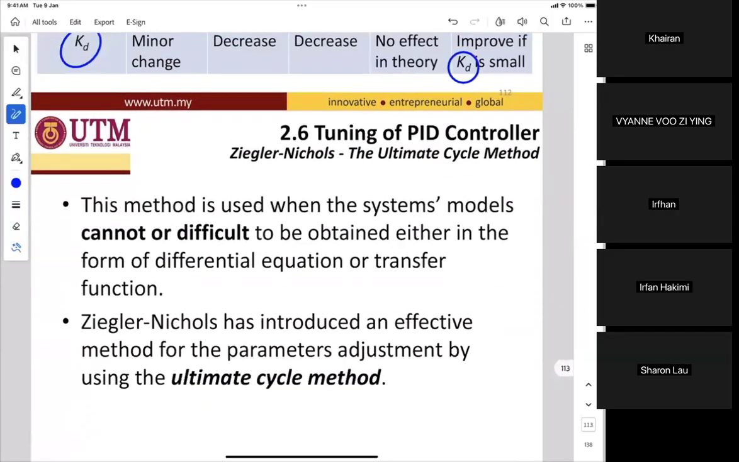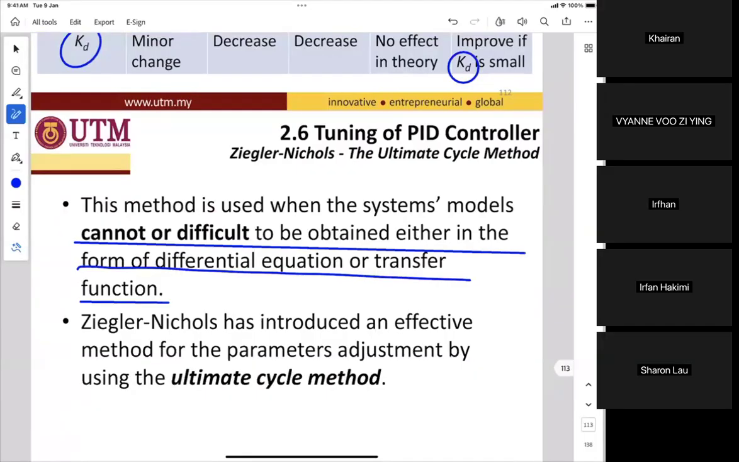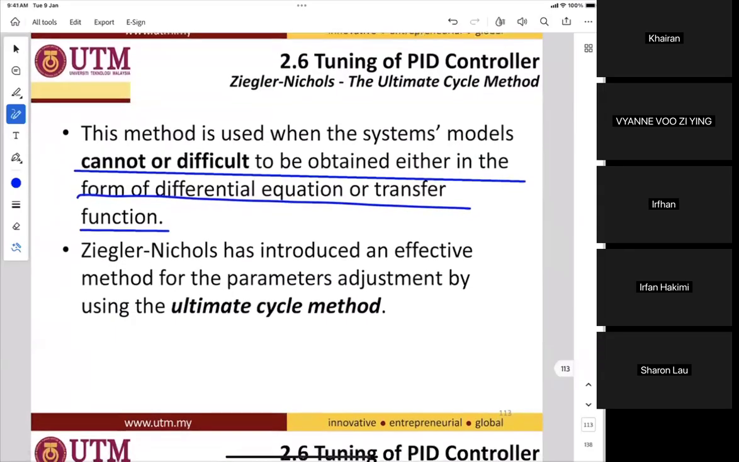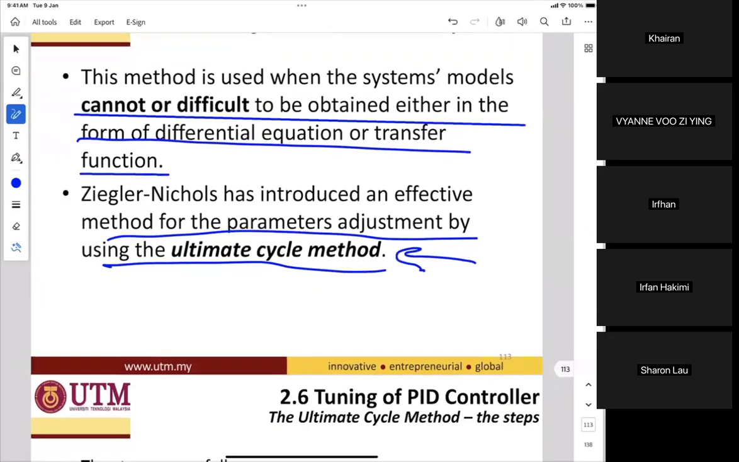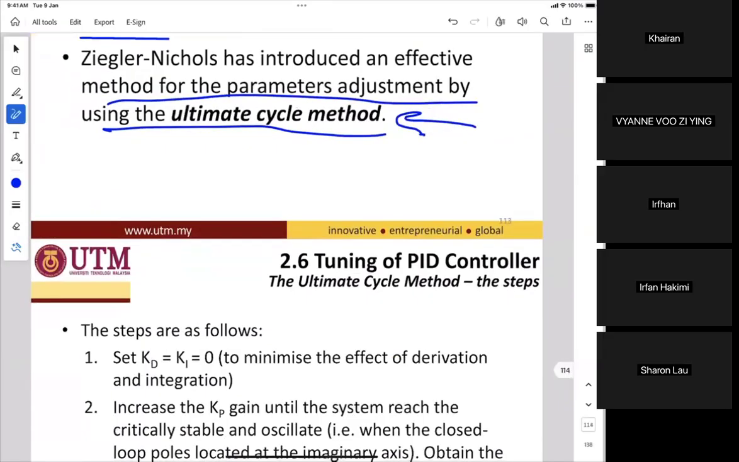So this method is used when the system models cannot be obtained or are difficult to obtain, either in the form of a differential equation or a transfer function. When should we use the Ziegler-Nichols method? When the system models cannot or are difficult to be obtained, either in the form of differential equations or transfer function. Ziegler-Nichols introduced an effective method for parameter adjustment using the ultimate cycle method. The method that runs Ziegler-Nichols, we call it the ultimate cycle method.